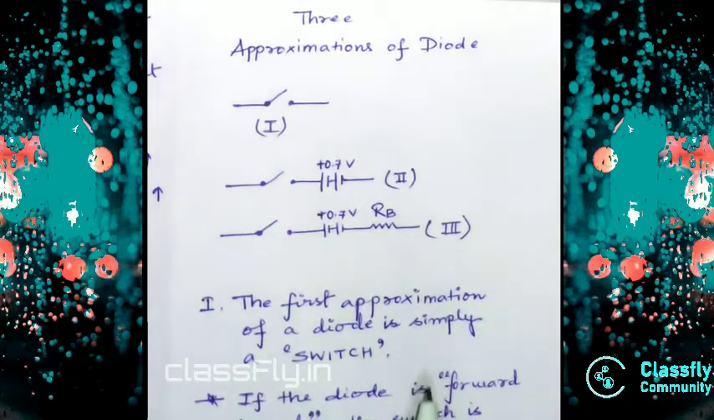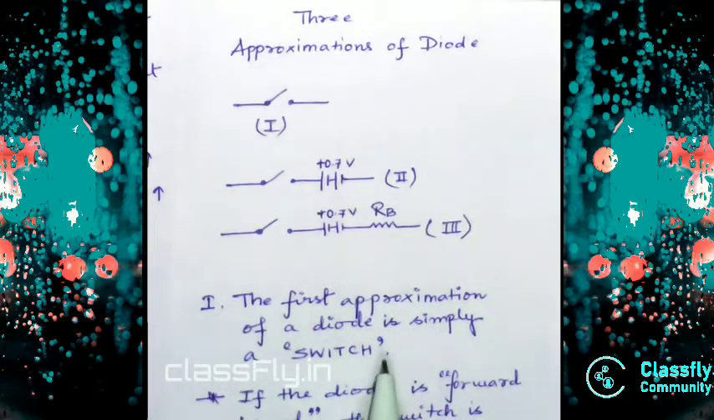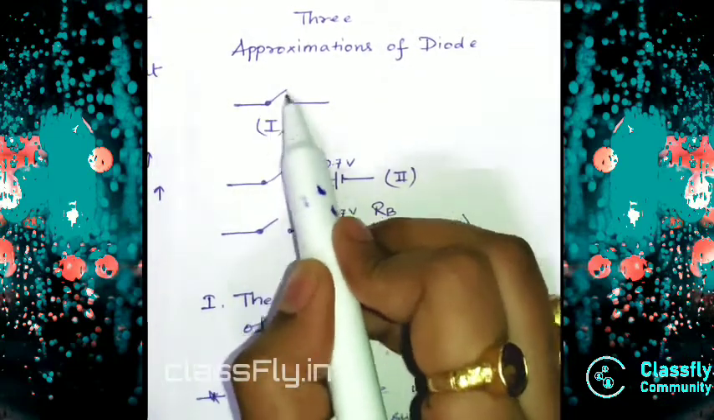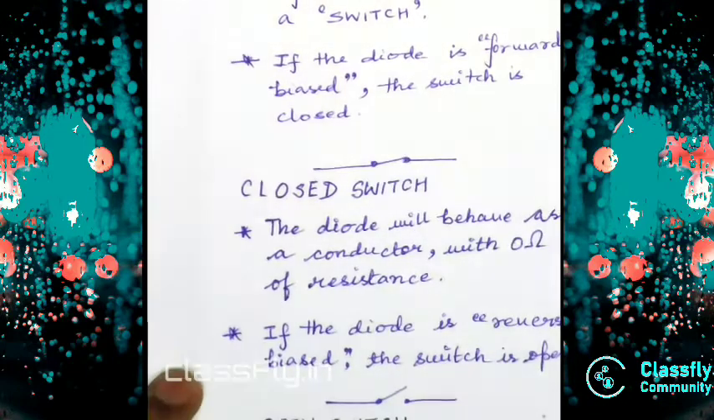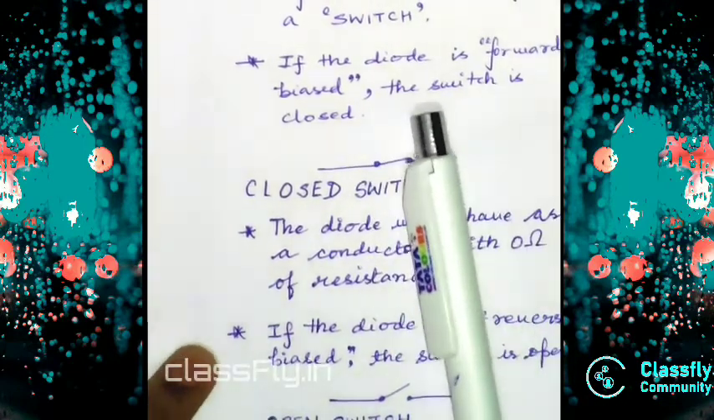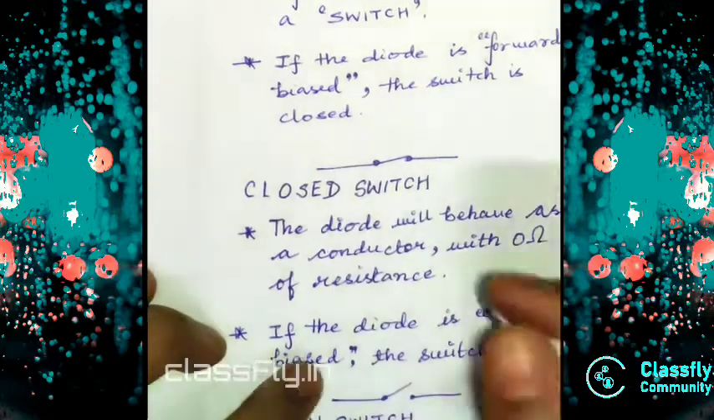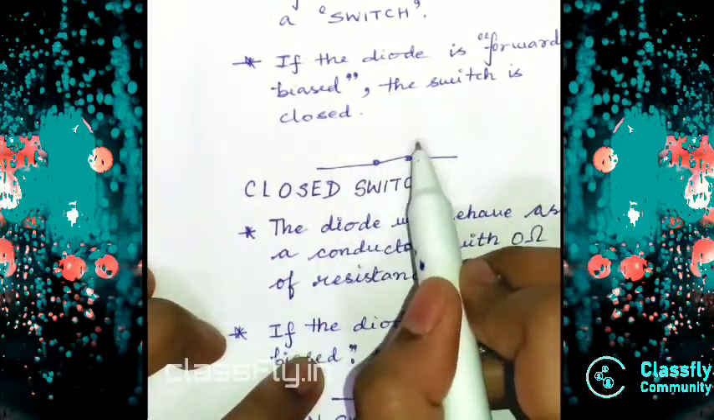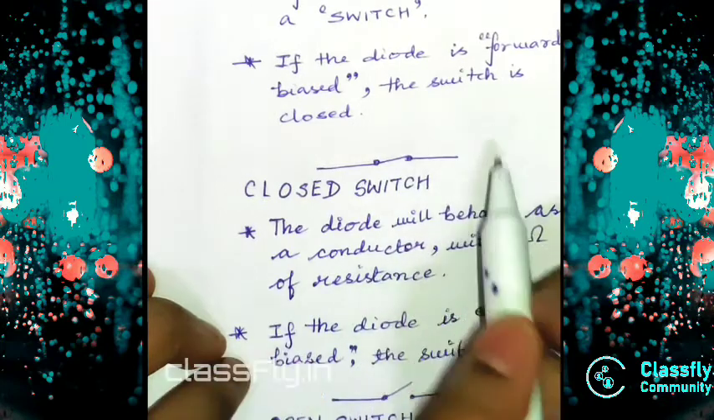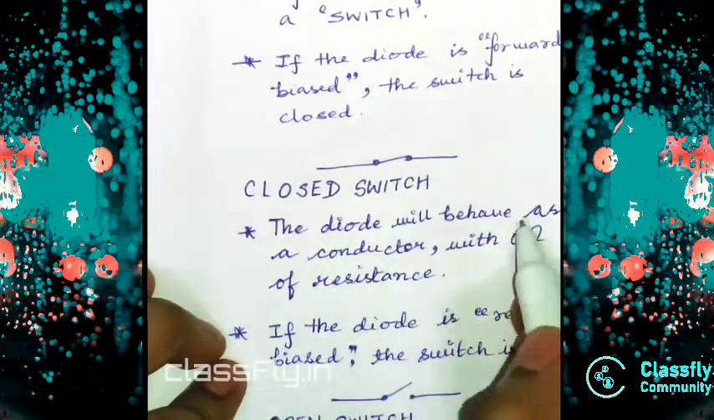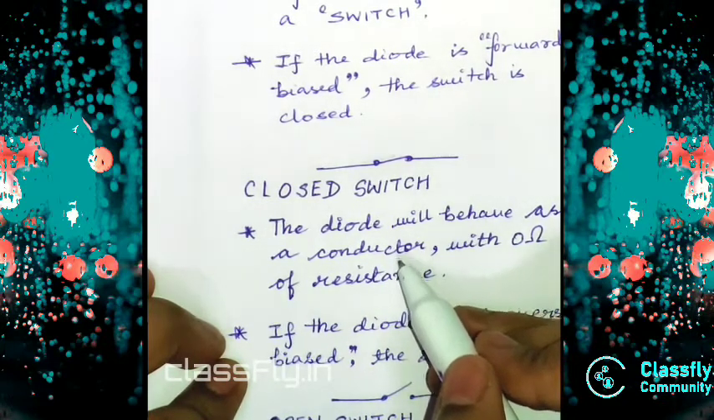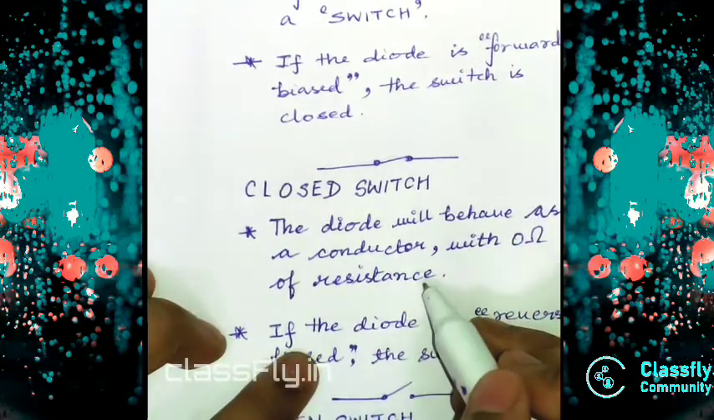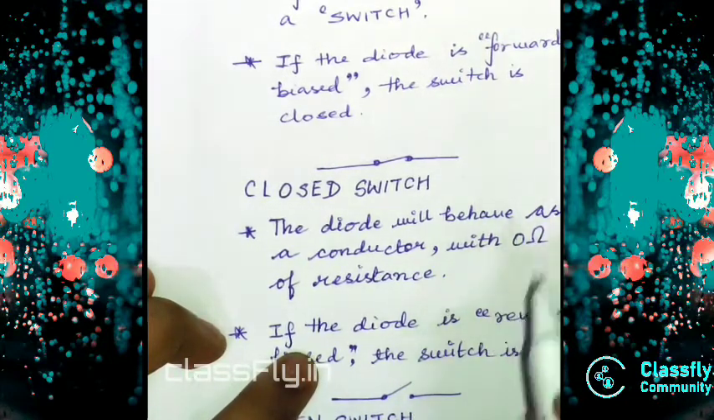Now we will begin with the first approximation. The first approximation of a diode is simply a switch. It is nothing, it's just a switch. If the diode is forward biased, then the switch is closed. That is, the diode will behave as a conductor. We know that it will be a perfect conductor when it is forward biased, right? So it will have zero resistance, and it will also have zero voltage drop.